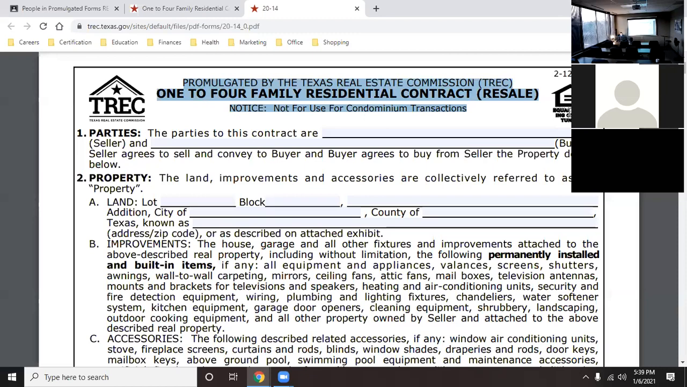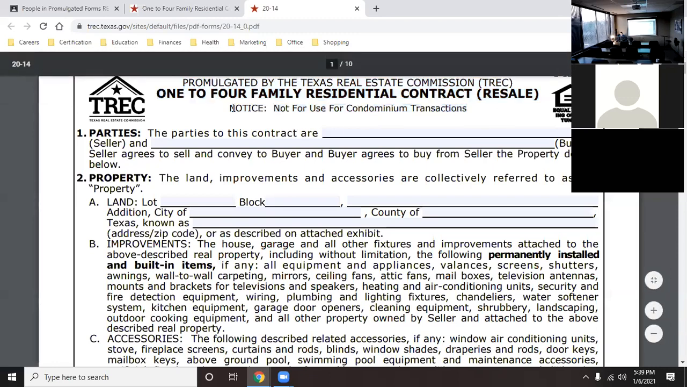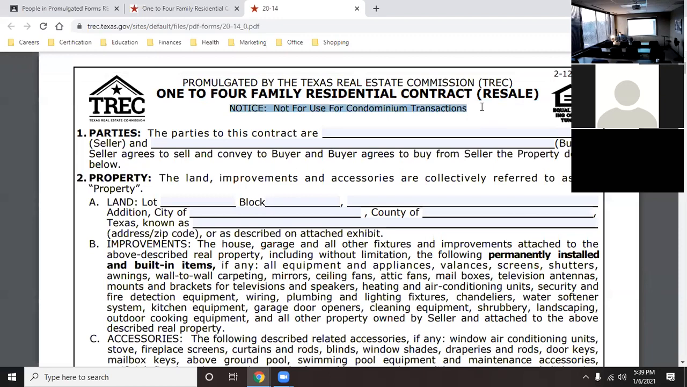Now, one of the key things that a lot of real estate agents make mistakes on is this very next line right here at the bottom: the notice not for use of condominium transactions. Extremely, extremely important. When we're talking about the notice not for use of condominium transactions, this form should not be used for condominiums, period. So in this situation, we want to ensure that these properties are going to be utilized for homes and not condominiums.